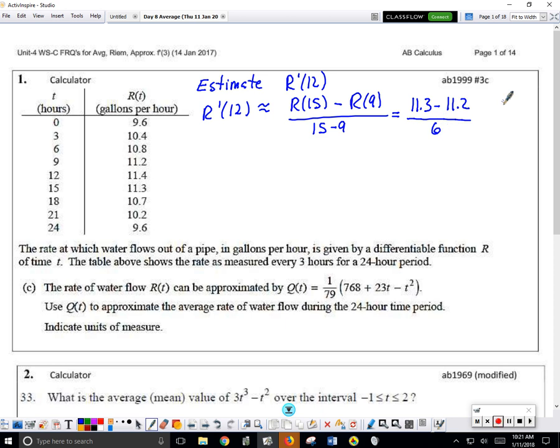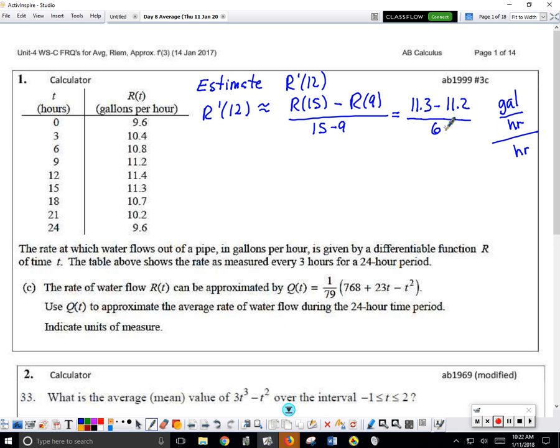The units of that are going to be gallons per hour, because the units of the numerator are gallons per hour, the units of the denominator are hours. It's because R is already a rate. So we're finding a rate of a rate. That's why we end up with units like this, gallons per hour per hour. Question?